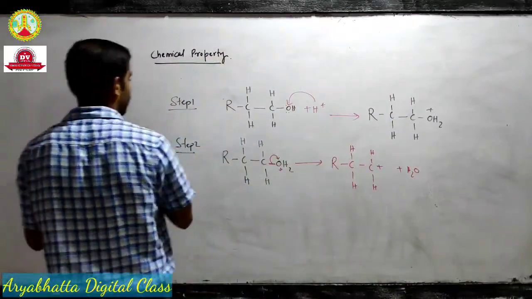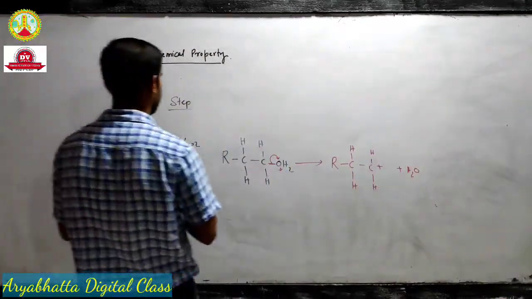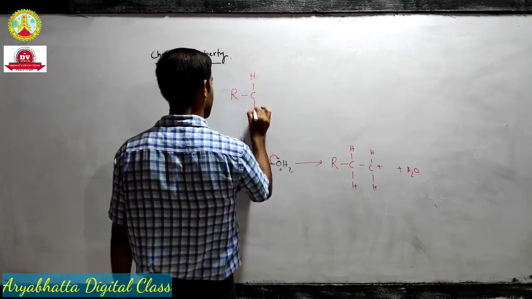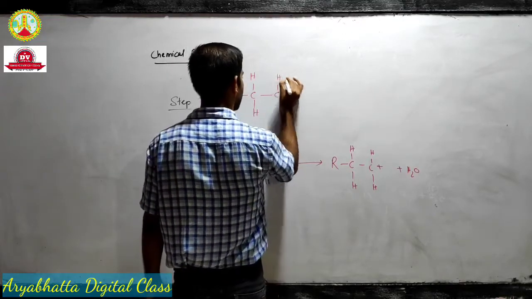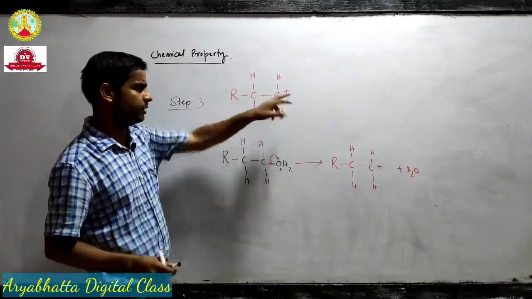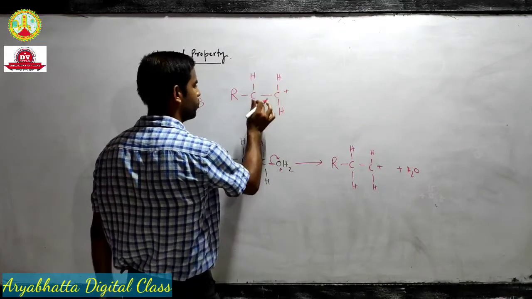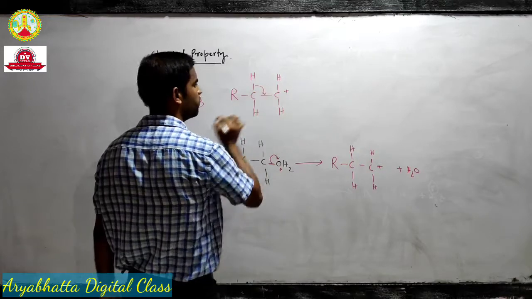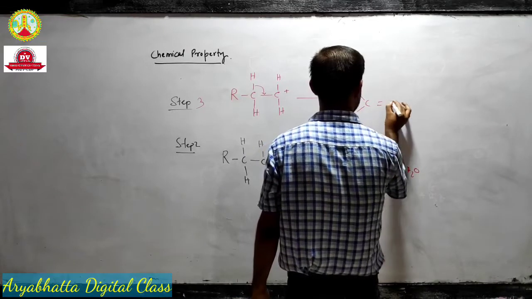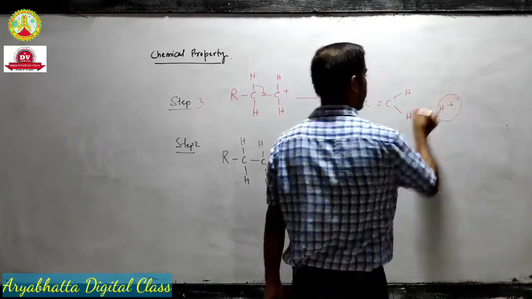Okay, and in the last step, step 3, the carbocations are unstable. We know that because of the formal charge. In order to stabilize this charge, one of the hydrogens from the adjacent carbon will donate its pair of electrons, and we will get our required alkene.